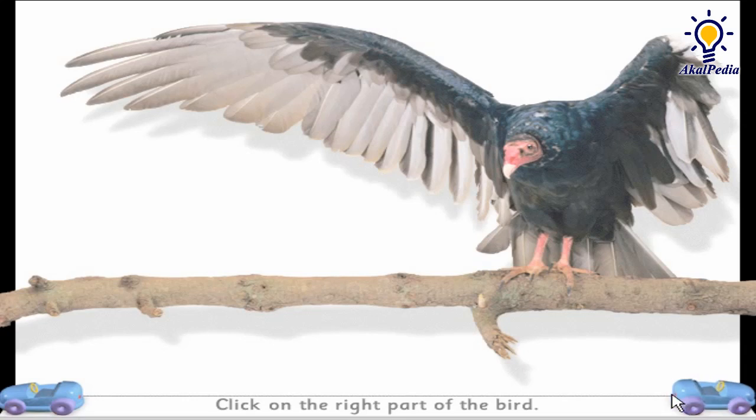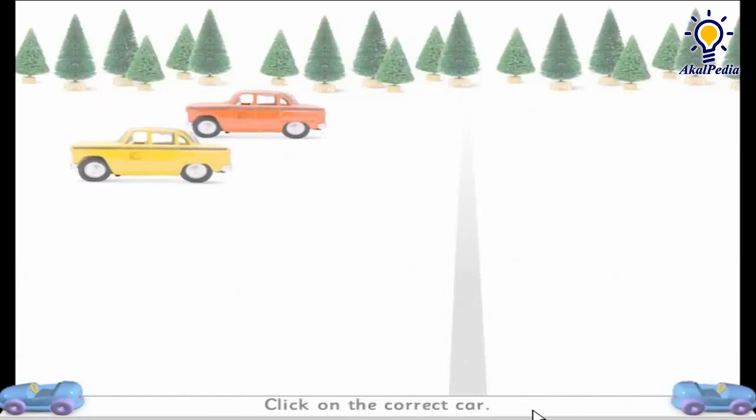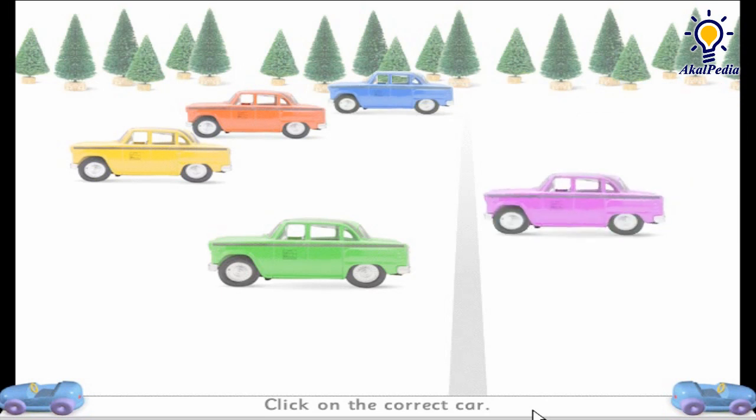Lanjut. Click on the correct car. Which car is second? Click on the correct car. Which car is last? Click on the correct car. Which car is first? Click on the correct car. Which car is third? Tiga, satu, dua, tiga.